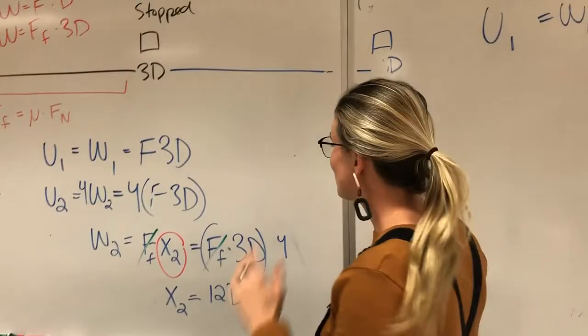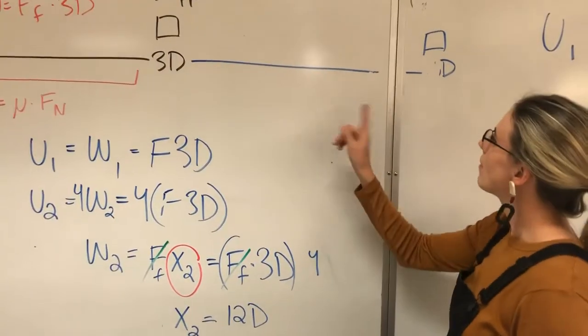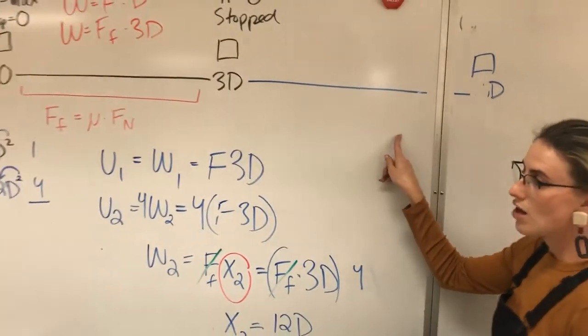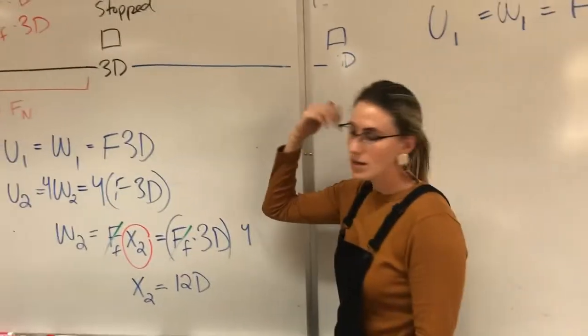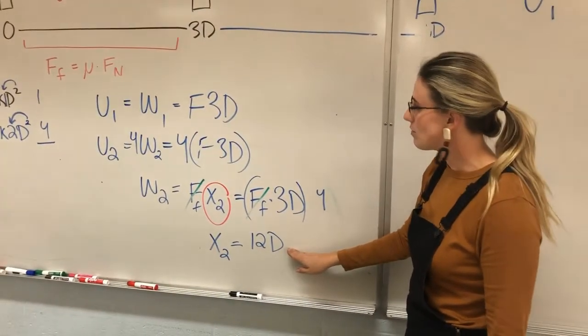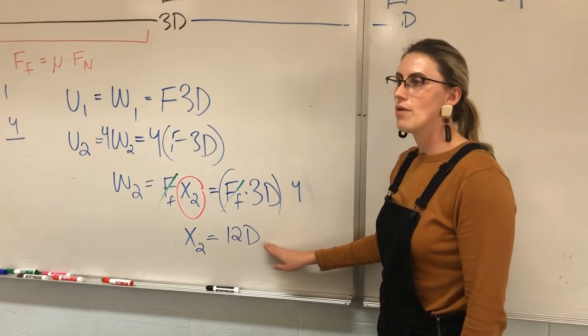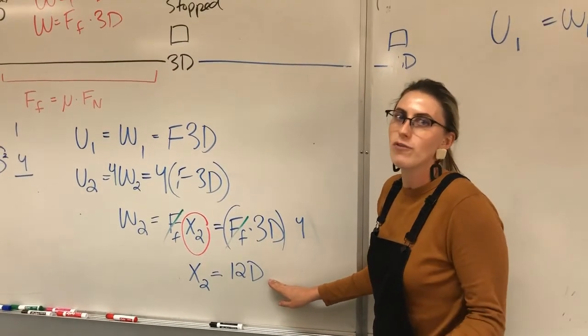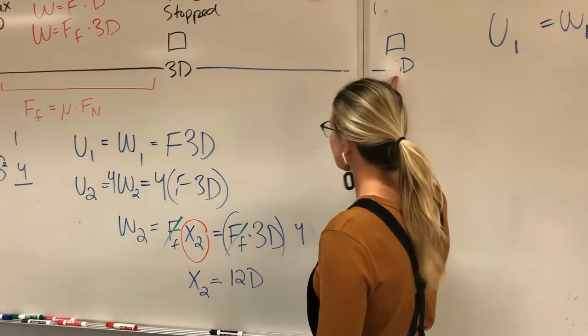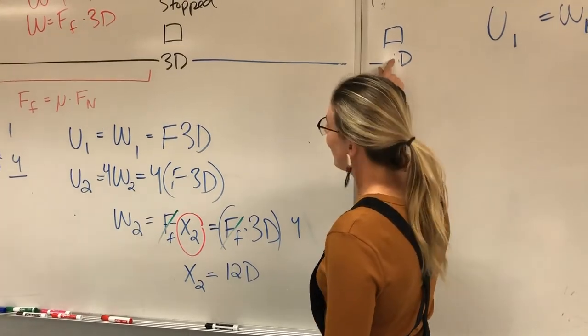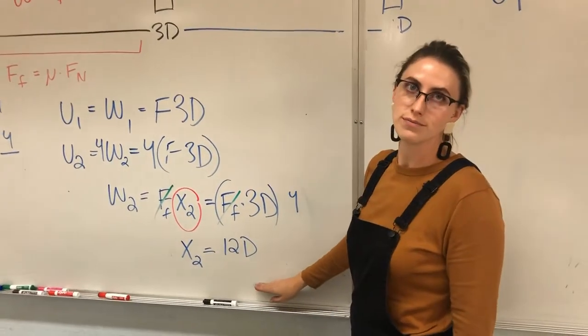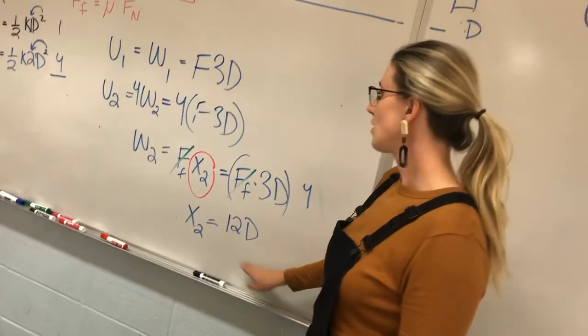So one of the parts that he said that was right was that it would go further. And he was right. We proved that. But he was incorrect about how far it went. He said it would go 6D, and we said it would go 12D. He said twice as far, and we came up with 4 times as far.